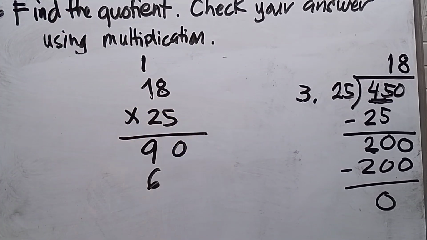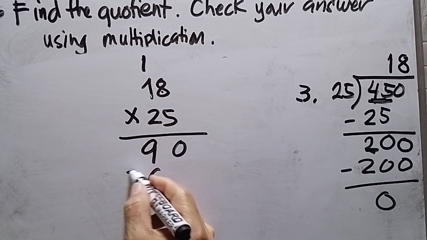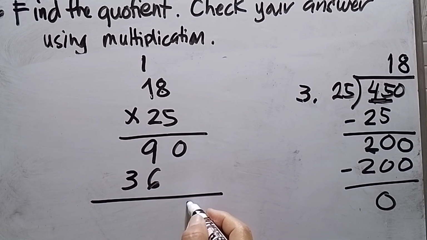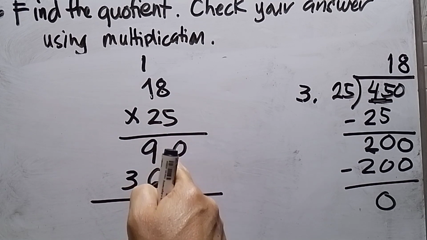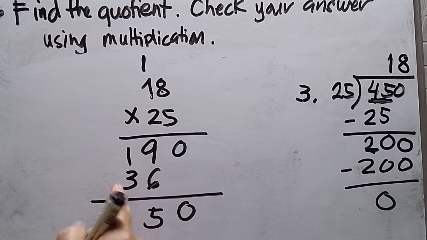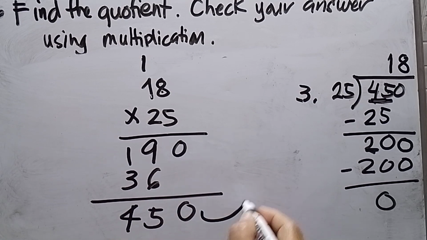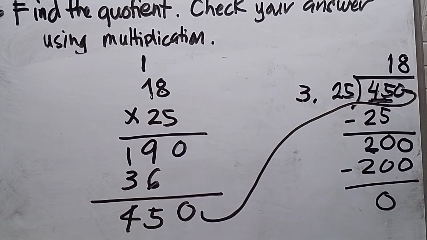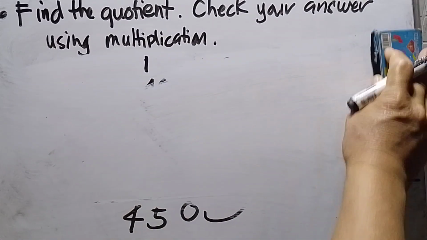And then 1 times 2 is 2 plus 1 is 3. This will be 0. 9 plus 6 is 15. Carry 1. So 1 plus 3 is 4. So I come up with my dividend. Now let's move to number 4.